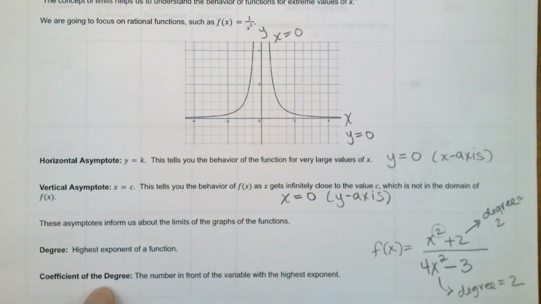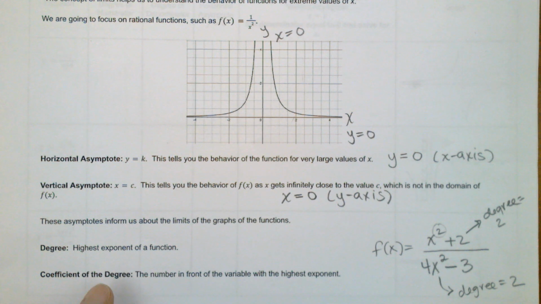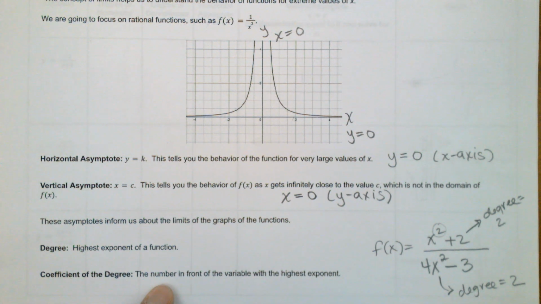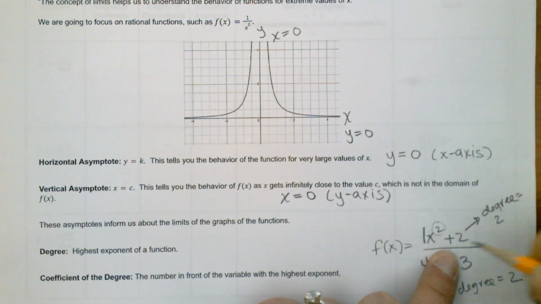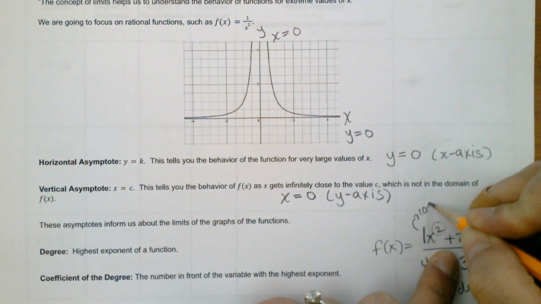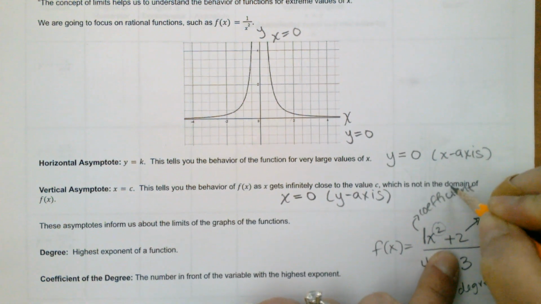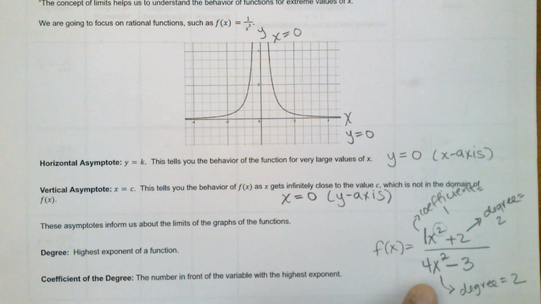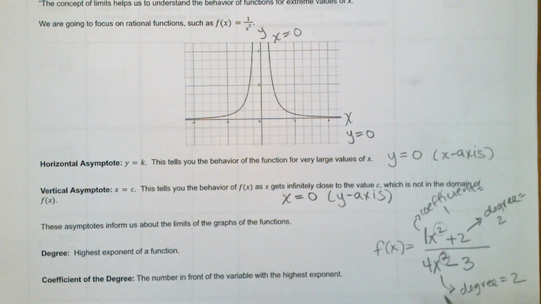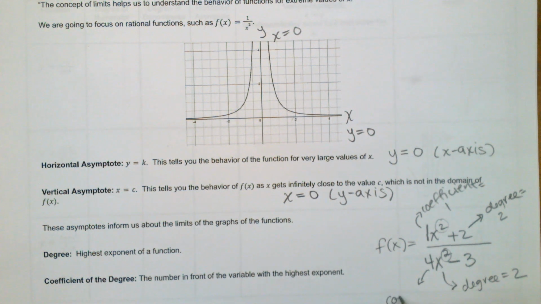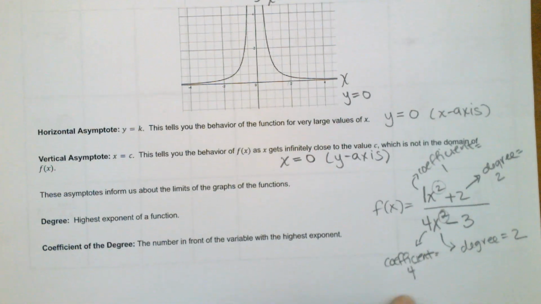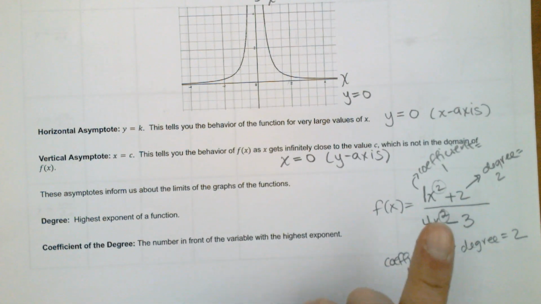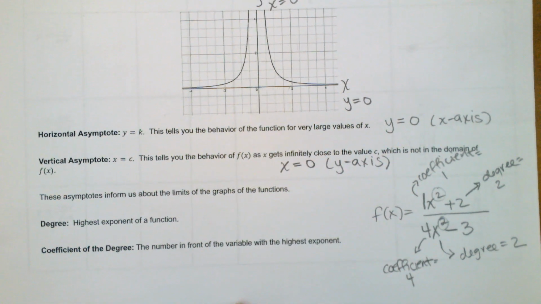We're also going to need to be able to tell what the coefficient of the degree is. The coefficient is the number in front of the variable with the highest exponent. So looking in the numerator here, we go to that highest exponent, the number is 1, so that coefficient is 1. Okay, if we look in the denominator, again, here's the highest degree, the number in front is 4, so the coefficient in the denominator is 4. So that's what I'm going to be looking for: the degrees and the coefficients in the numerator and the denominator. Okay, let's move on.